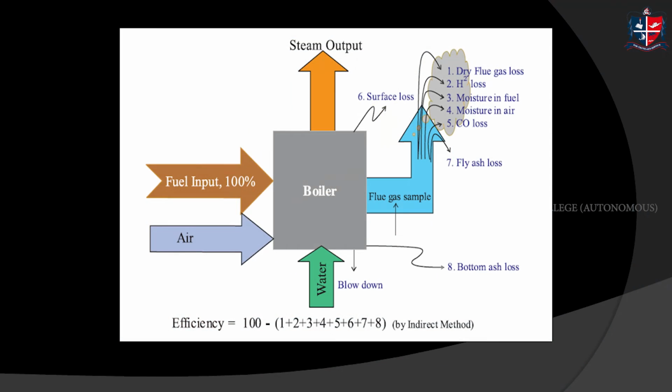1, 2, 3. 1 is the dry flue gas loss. Second is the hydrogen loss. Third is the moisture content in the fuel. Moisture content in the fuel doesn't burn the water or doesn't boil the water. It just escapes out. So such things are found in the atmosphere.